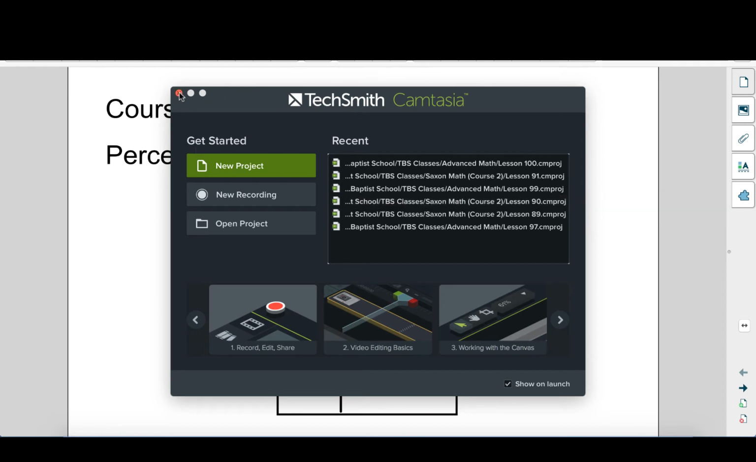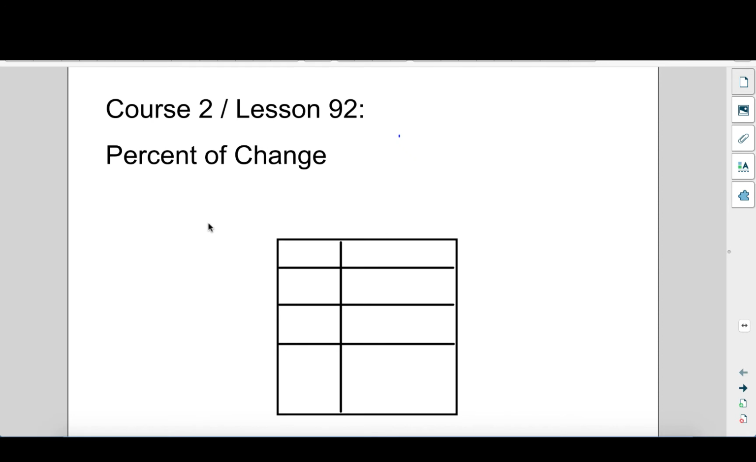All right, course 2, we're in lesson 92, and today we're going to be covering the lesson that deals with percent of change. Typically we write a box that looks something like this, and the first column is literally the percent of change. This will be part, this will be part, and this will be total.